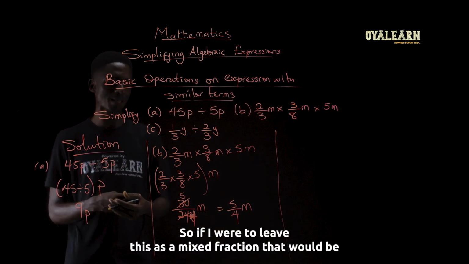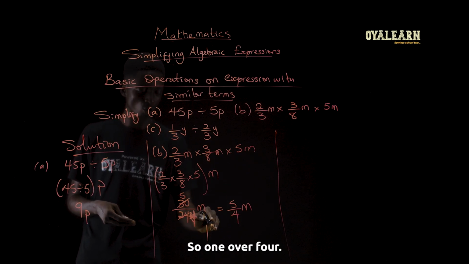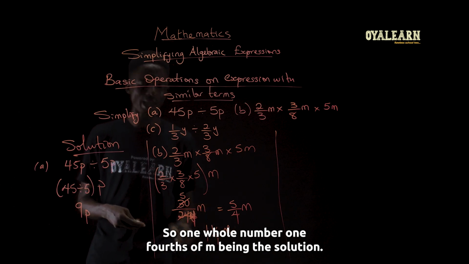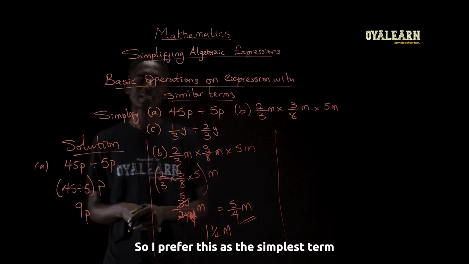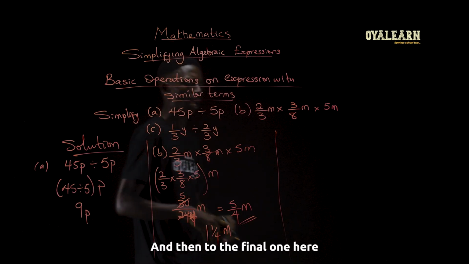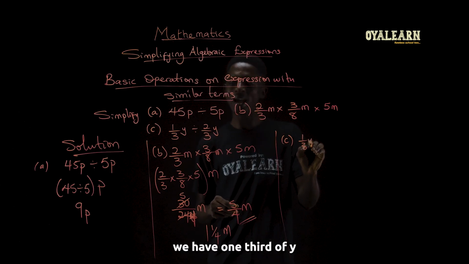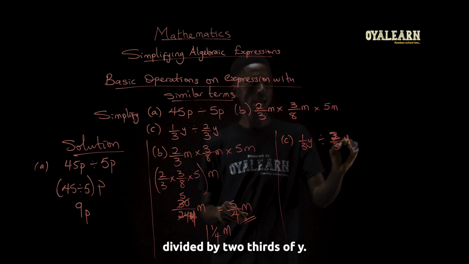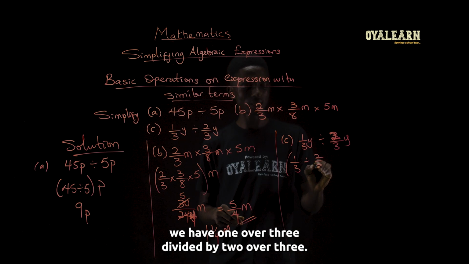So if I were to leave this as a mixed fraction, that would be 4 goes in 5, 1 time, so 1 over 4. So 1 whole number 1/4 of m being the solution. But this looks better, so I prefer this as the simplest term for this algebraic expression. And then to the final one here, we have 1/3 of y divided by 2/3 of y. So when we deal with the coefficients, we have 1 over 3 divided by 2 over 3.